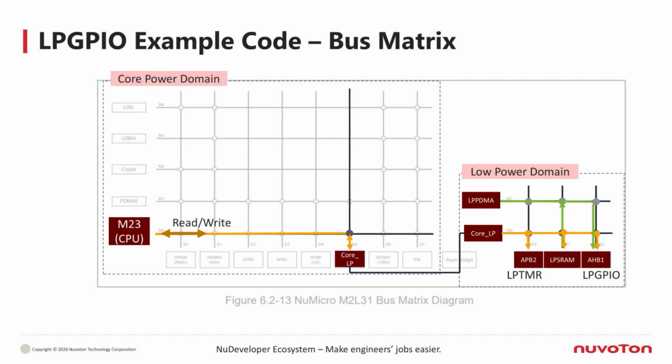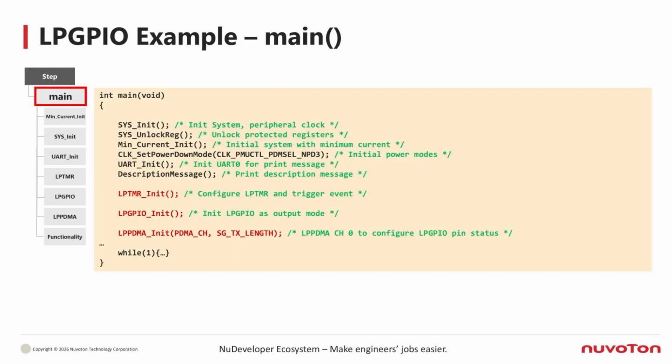Next, let's take a look at how the peripherals interact through the bus matrix. In this system, the CPU bus acts as the master, able to read from or write to resources in the low-power domain. Within the low-power domain, the low-power PDMA also acts as a master. It can directly read data from low-power SRAM and write it to the low-power GPIO. This means that even when the CPU is in sleep mode, the low-power PDMA can independently handle data transfers and control the I/O.